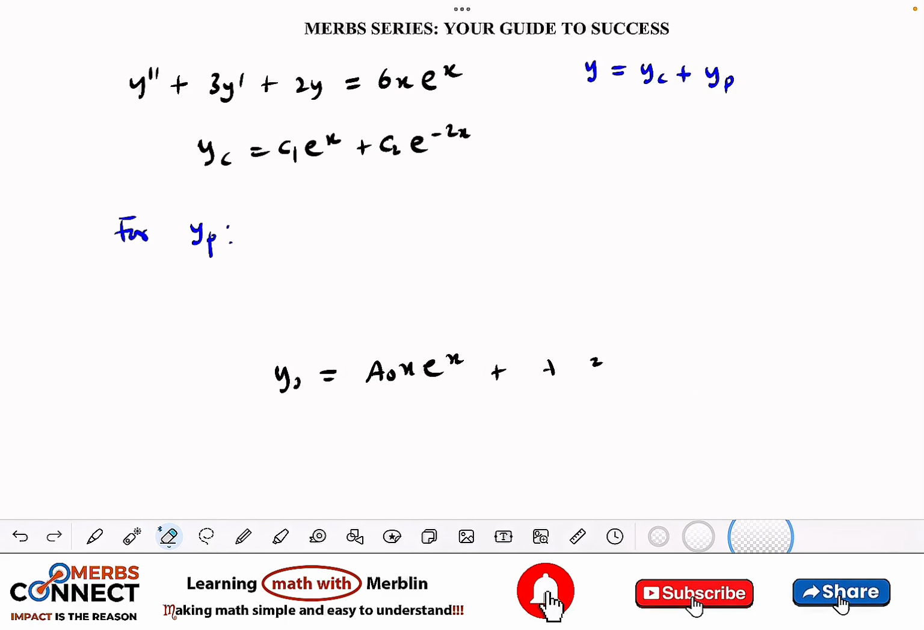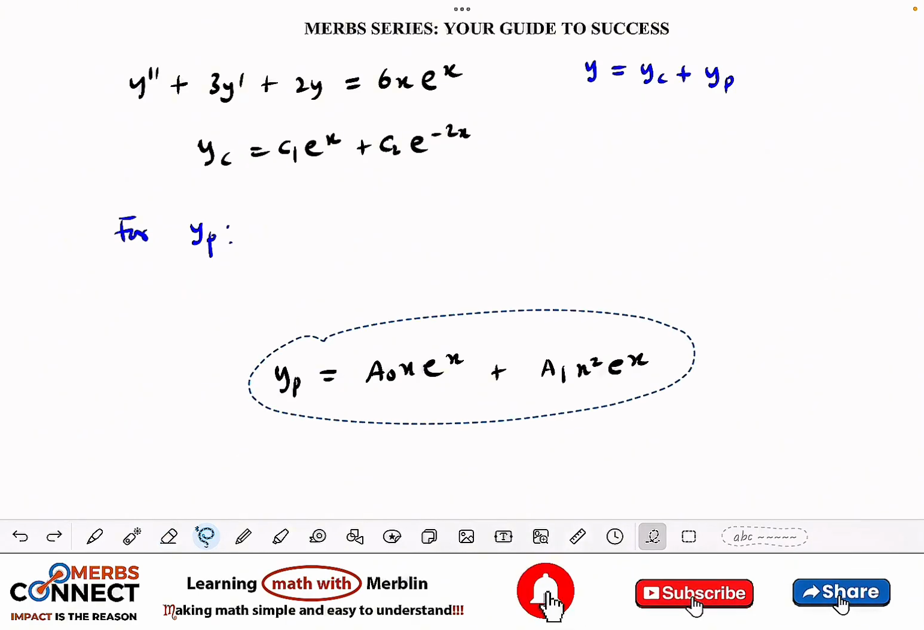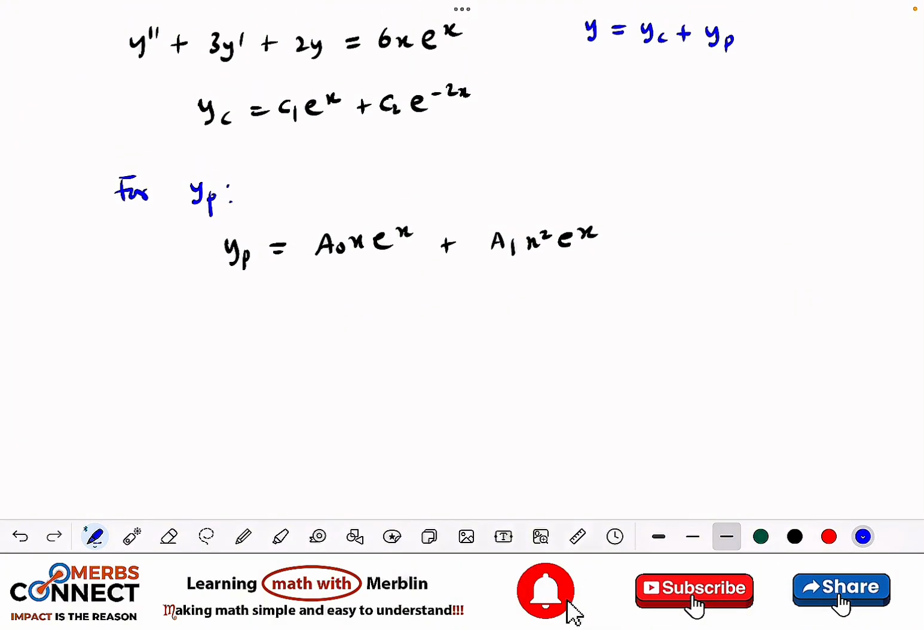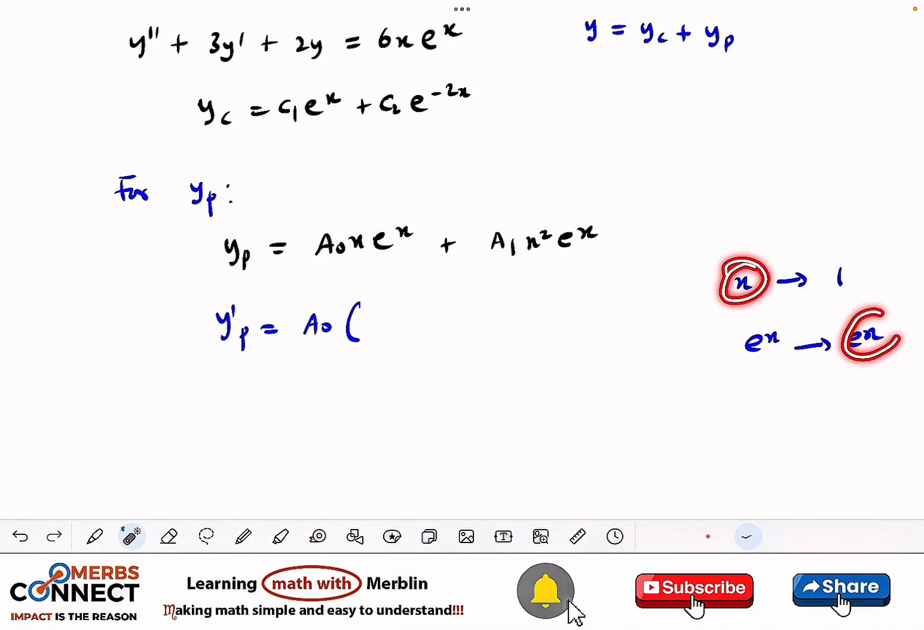So let's see what we are going to get from here. So this is our trial solution for the particular solution. So now what we just need to do is differentiate. So y prime of p is equal to, this is a product rule. So I maintain my a naught, then I use the product rule to differentiate this. When I differentiate product rule, x will give me 1, e to the power x will give me e to the power x. So I'm going to have x times this and 1 times that. So I'm going to have e to the power x plus x e to the power x.